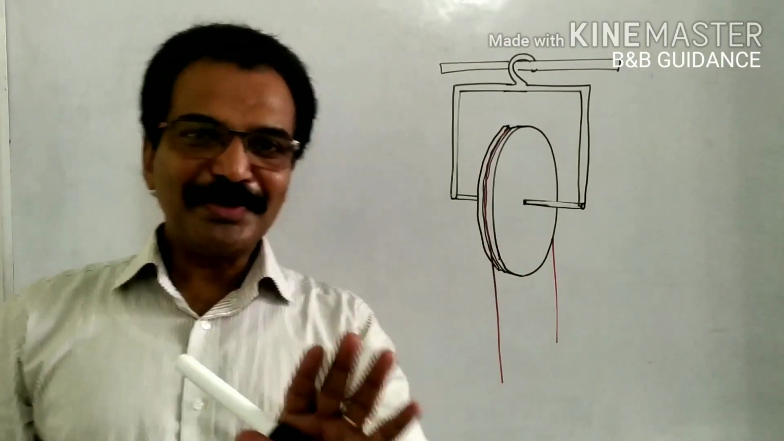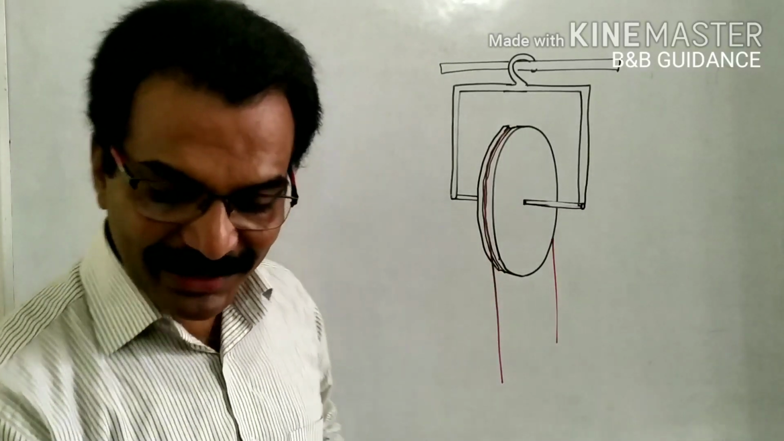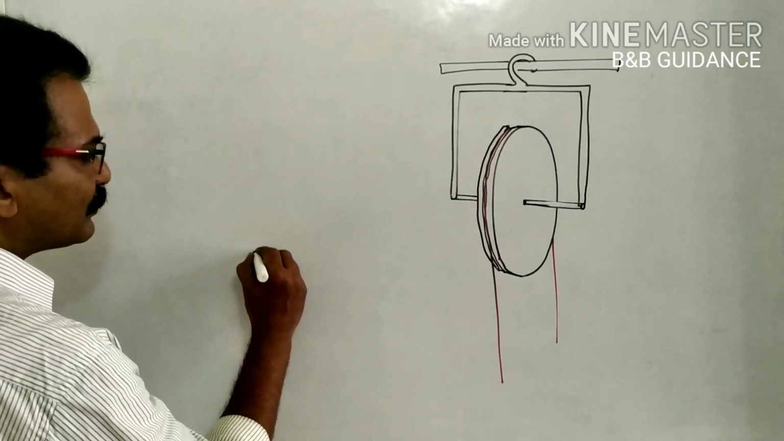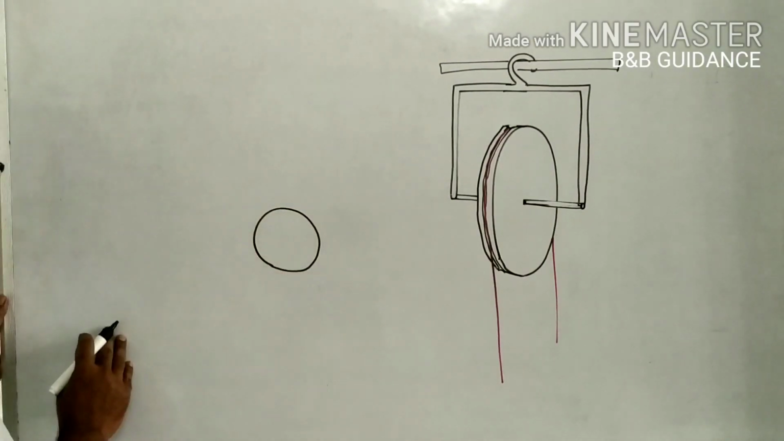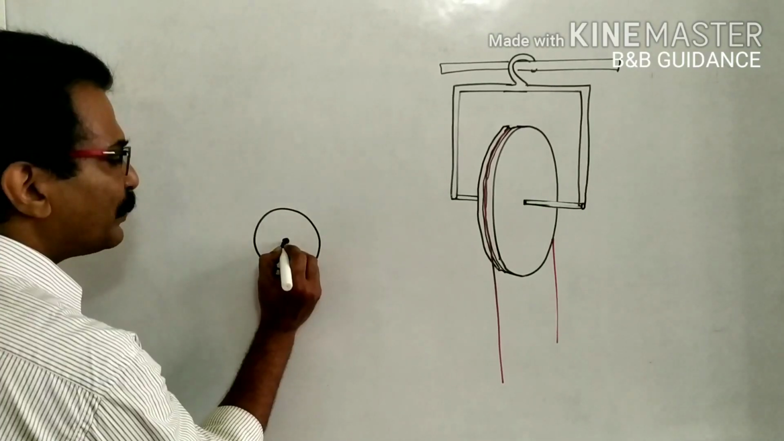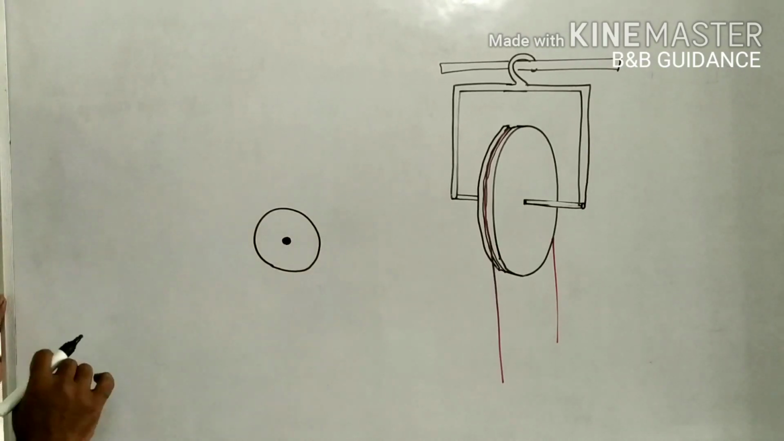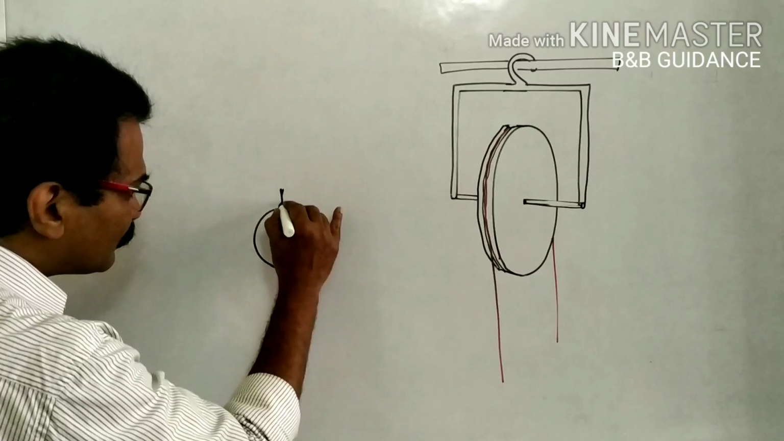In the examination, when you draw a pulley, there is no need of going through this much work. You can make your work easy like this. Listen, you will make one circle. The circle will represent the disc with the groove. You make one dot here, and that represents the axis of rotation. And you can make one frame like this.